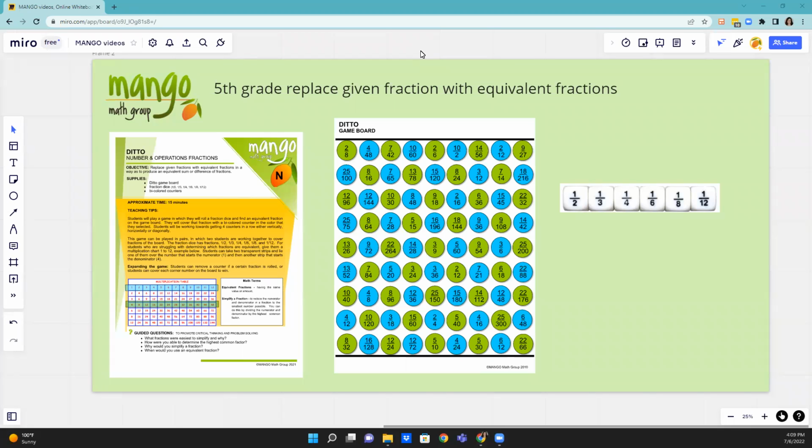Hello, this is Mary with Mango Math, and this is a 5th grade game called Ditto, and it's all on replacing given fractions with equivalent fractions.